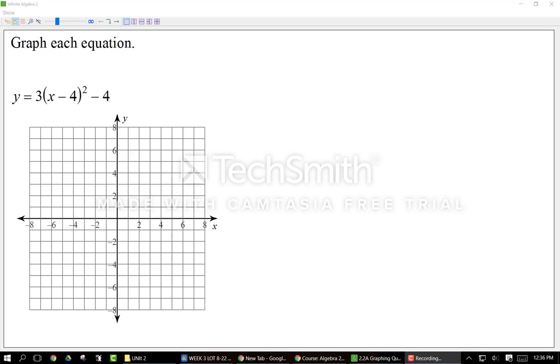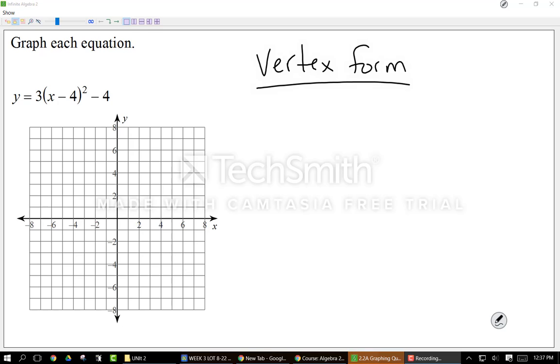This video is over graphing quadratic equations in vertex form. Okay, in vertex form. So, a couple things we need to know. What is vertex form? Okay, vertex form, actually, if we think about it, it's almost like absolute value when we graph those.